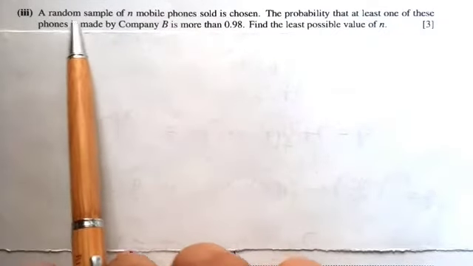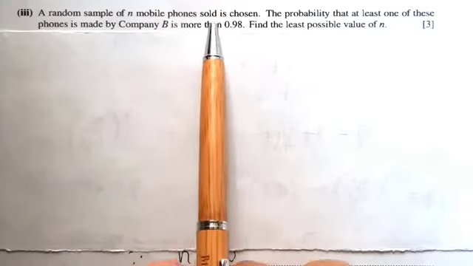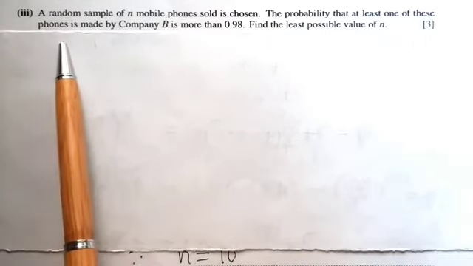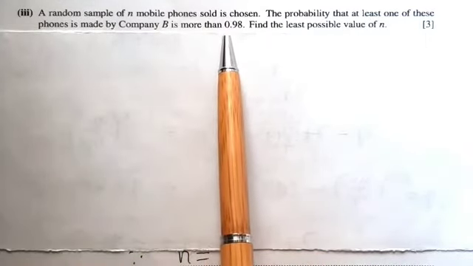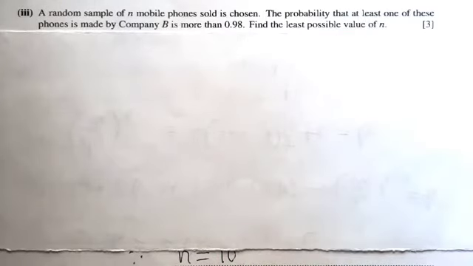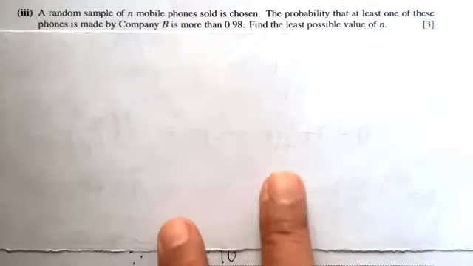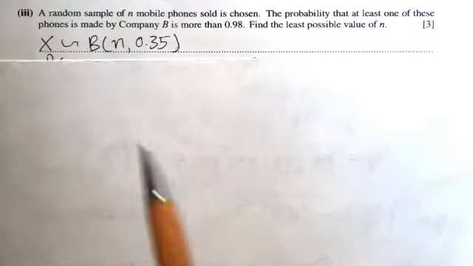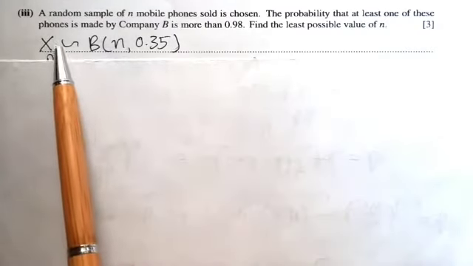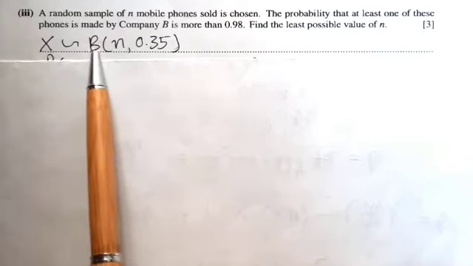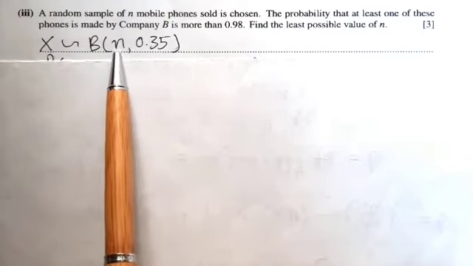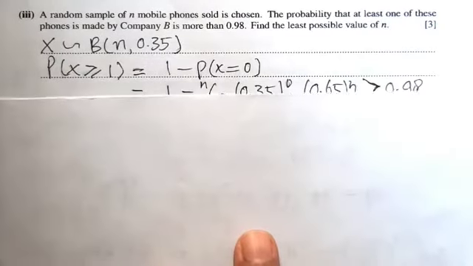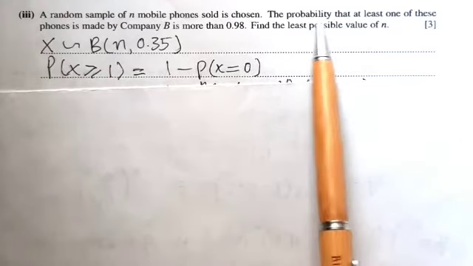III. A random sample of n mobile phones sold is chosen. The probability that at least one of these phones is made by company B is more than 0.98. Find the least possible value of n. Thus the question is, what is the value of sample size n? Here again the variable is binomially distributed with n unknown, and the probability, because it's made by company B, is 0.35. Now, here is the probability of at least 1.